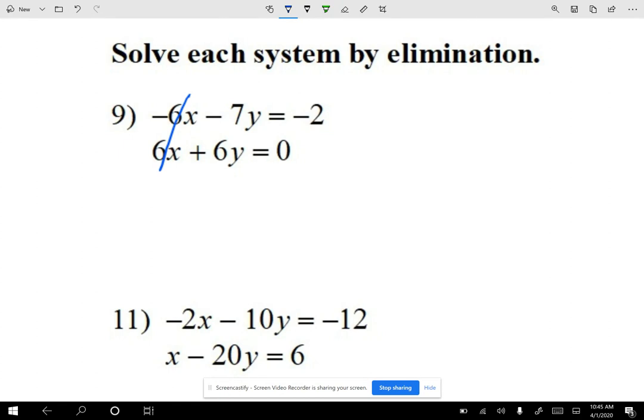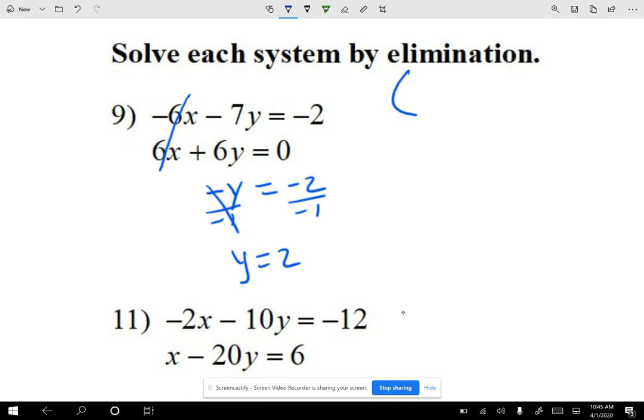When I combine the y's, negative 7 plus 6, that gives me negative 1y. So I'm just going to write negative y equals negative 2 plus 0 gives me negative 2. I was just combining my like terms, and I wanted one of my letters to cancel out. Now my y is not quite by itself. There's a negative 1 in front of it, so let me divide both sides by negative 1. So I have that 1y is equal to positive 2.